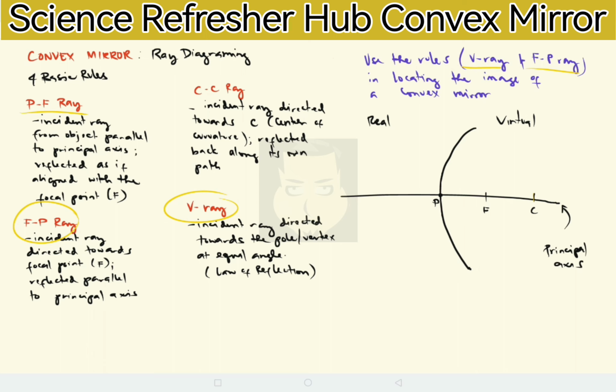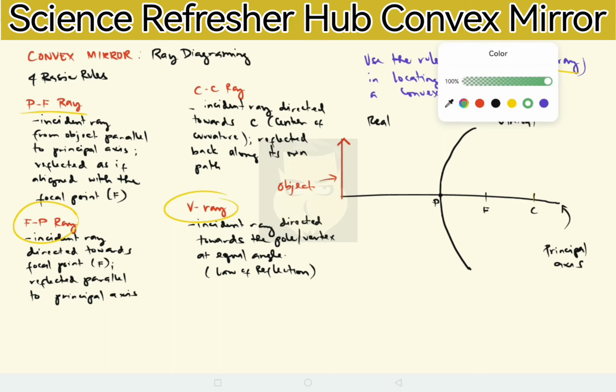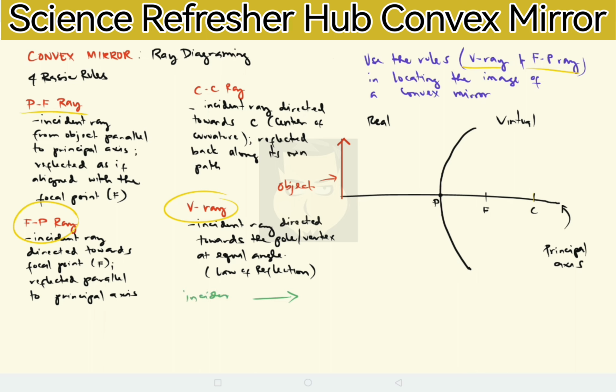Let's continue. So what if we place our object here away from our convex mirror? That's our object. Now, the first thing to do, we will apply the V ray. I will be using a green arrow to represent the incident ray and then I will be using the blue one to represent the reflected ray. Okay, so let's begin.